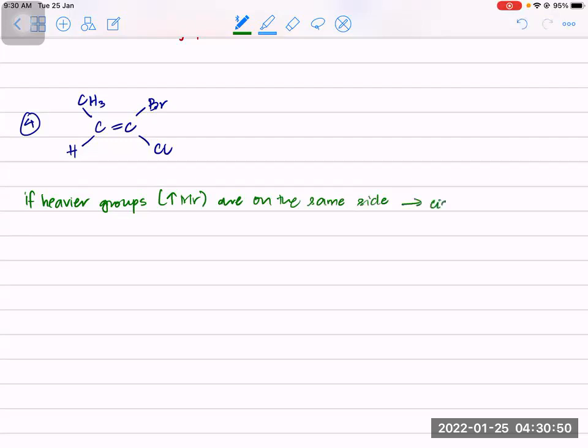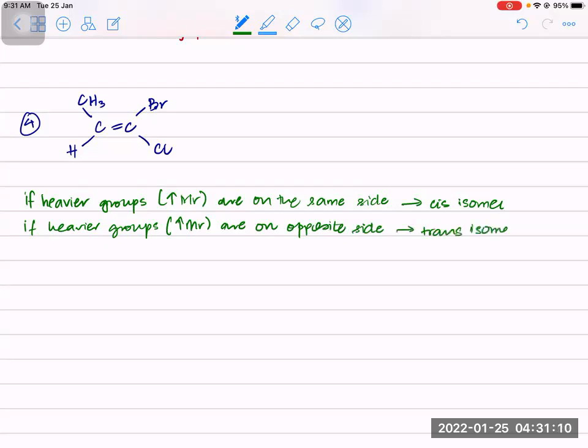Then it will be what? The cis isomer. And if heavier groups, or the ones with greater MR, are on opposite sides of the molecule, then it is the trans isomer. Is this clear? Yes. Now if you see this, Br is heavier, CH3 is heavier.